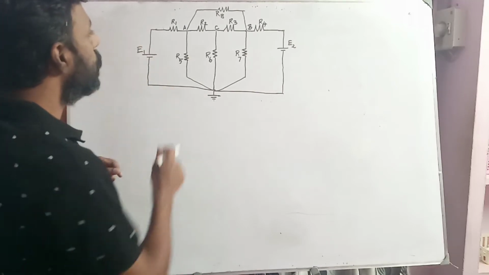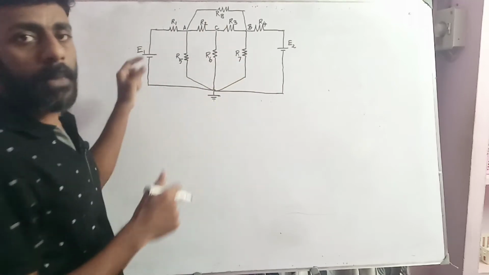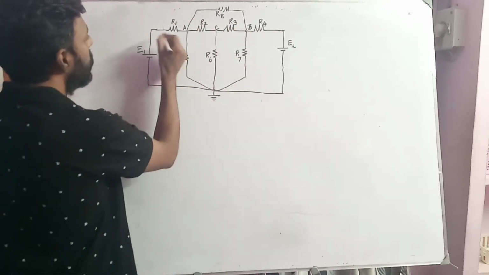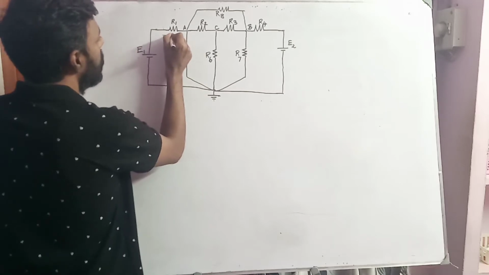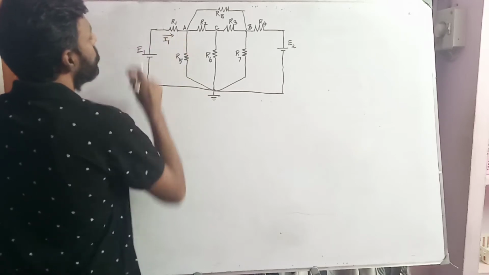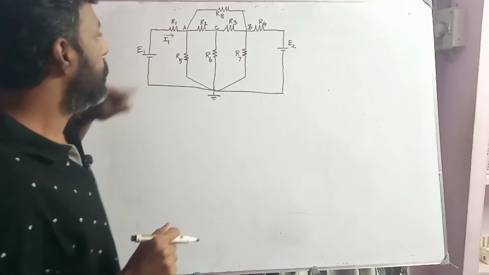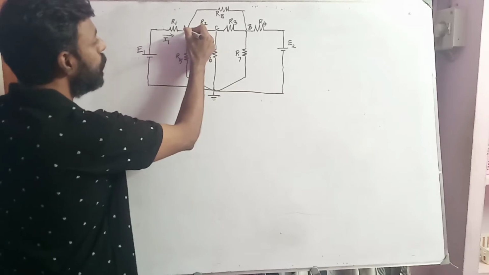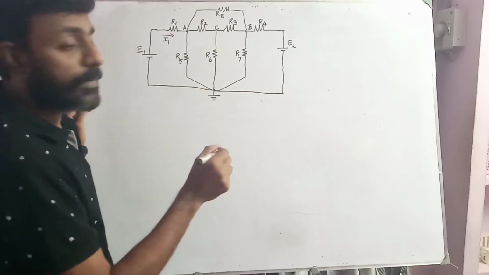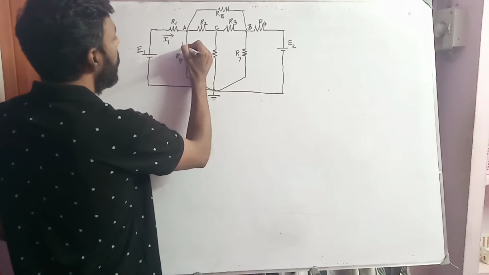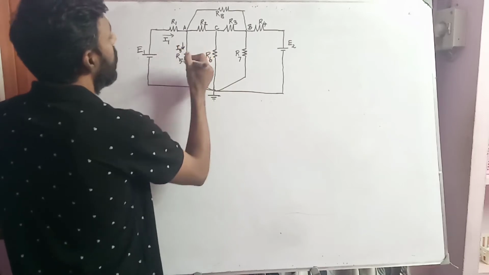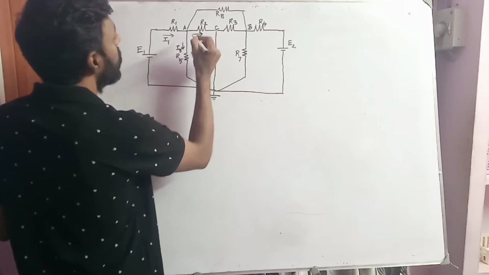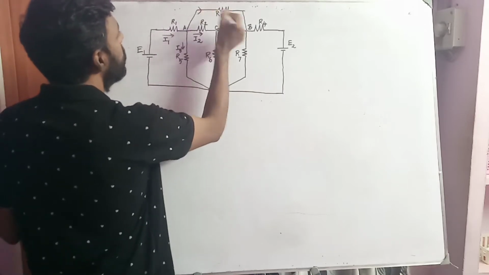So now what we are going to do is mark the direction of currents flowing through this circuit. Let I1 be the current that is flowing from the positive terminal of this battery and passing through the resistor R1. This I1 will be bifurcated into three different currents. One current is I5, another current is I2, and another current is I8.